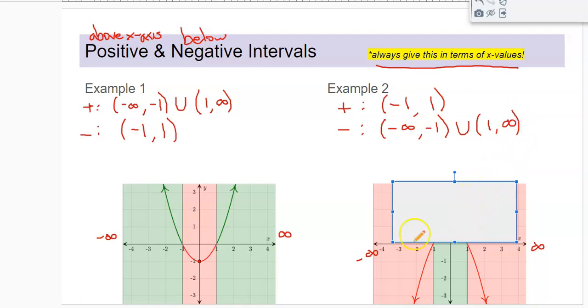The mistake most students make with these is to start to give y values. You see those arrows sort of pointing up or down, and your instinct is to give y, but you're only giving the x values in these intervals. So you're just describing the part above the x-axis in terms of x for positive and below the x-axis for negative.